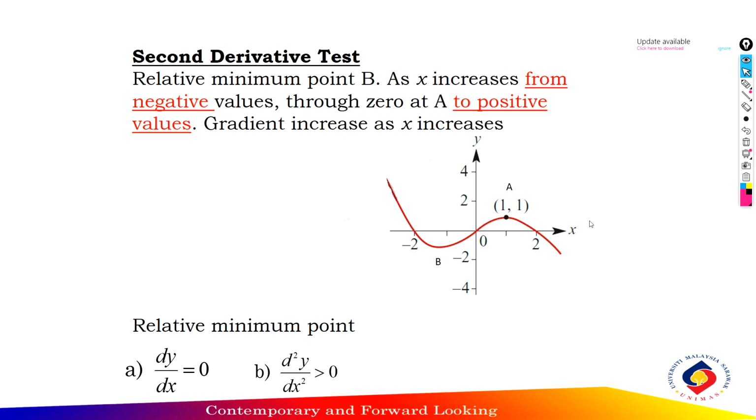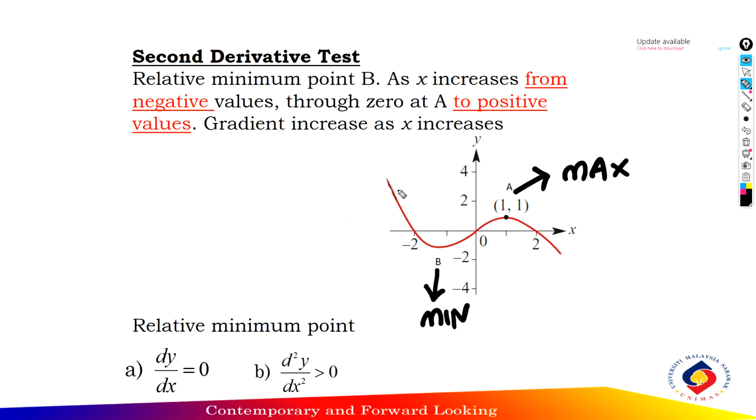Okay, second graph. Here, the relative maximum is at the point A. This one has the relative maximum point at (1, 1), and the relative minimum point at the point B. First, you check the sign of the first derivative.